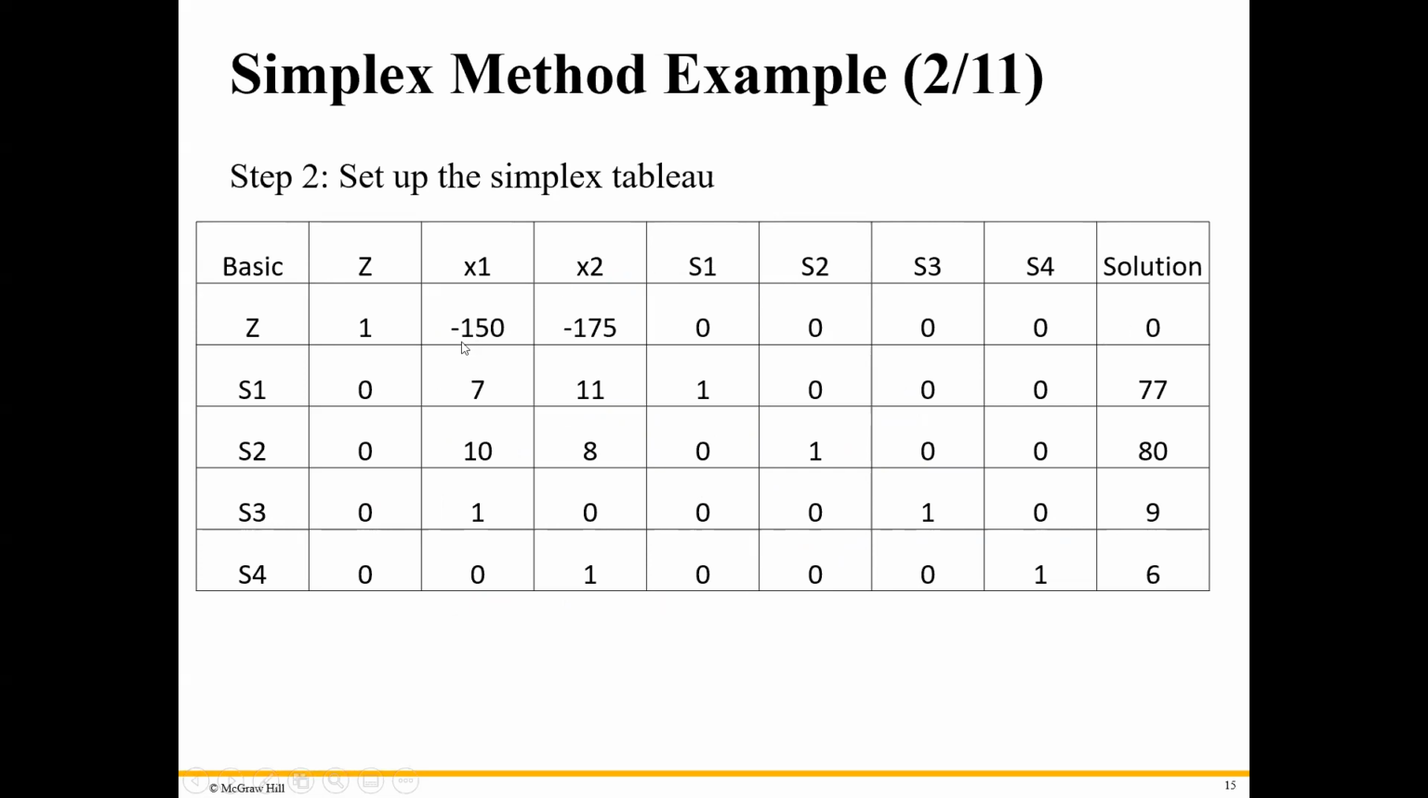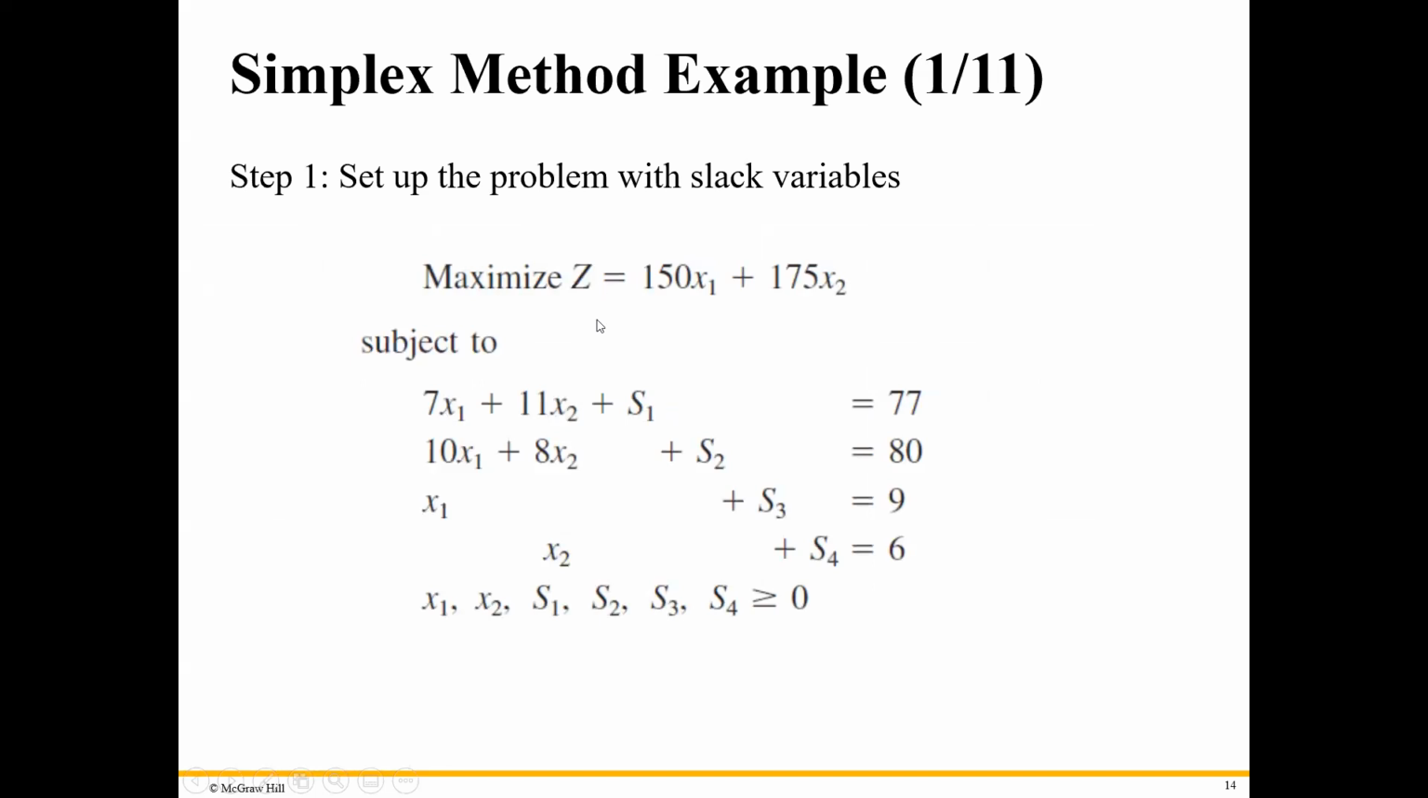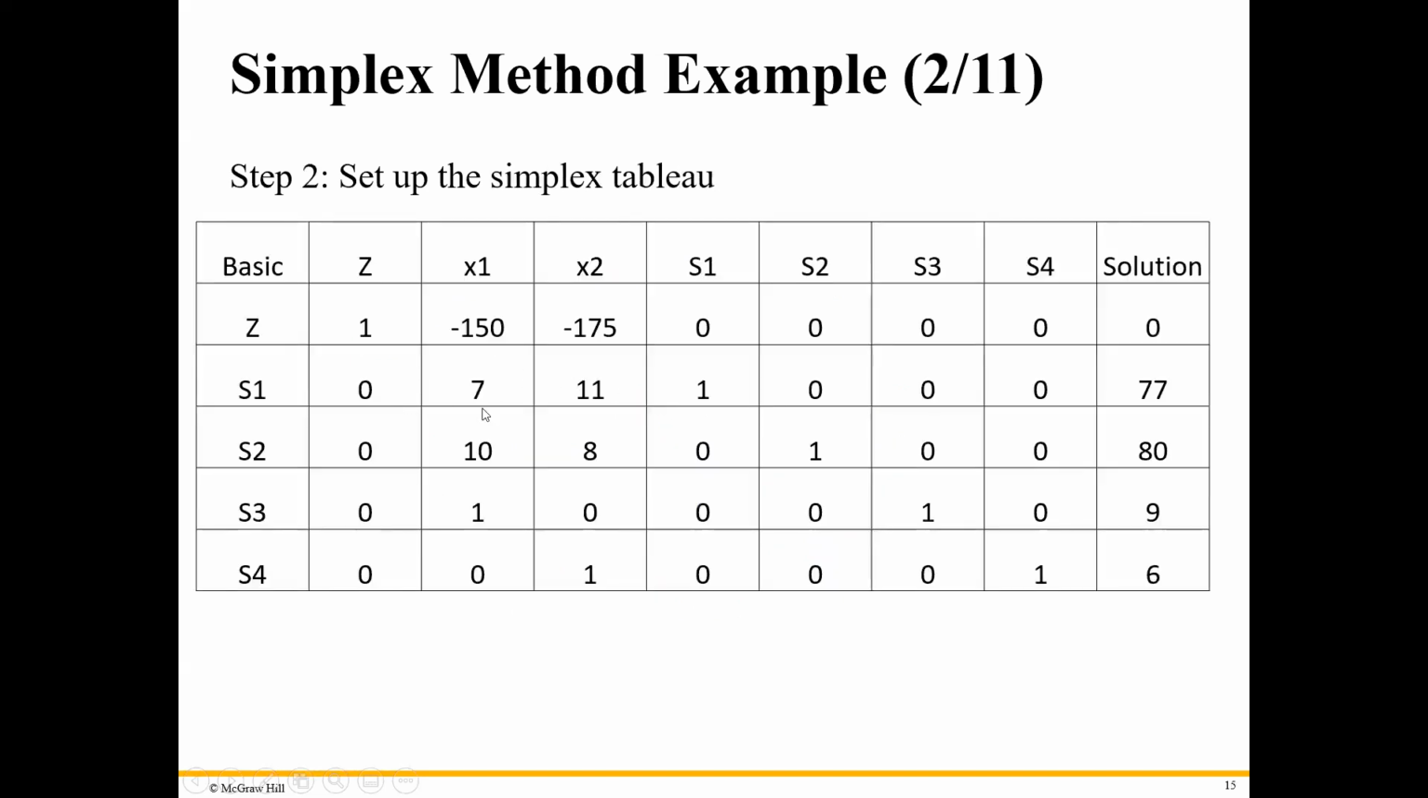And on the left hand side it is 1, which is the coefficient of z, then minus 150, which is the coefficient of x1, and minus 175, which is the coefficient of x2. So basically we are writing the coefficients of these equations. First equation, second, third, fourth, and fifth equation. And similarly we have written the coefficients 7, 11, 1, and then 0, 0, 0. That means 7, 11, 1, and then 0, 0, 0.